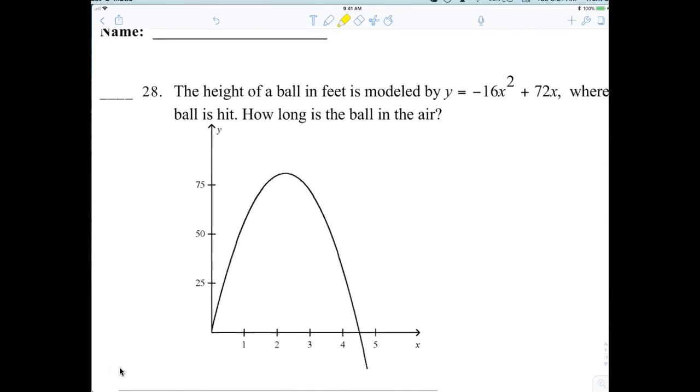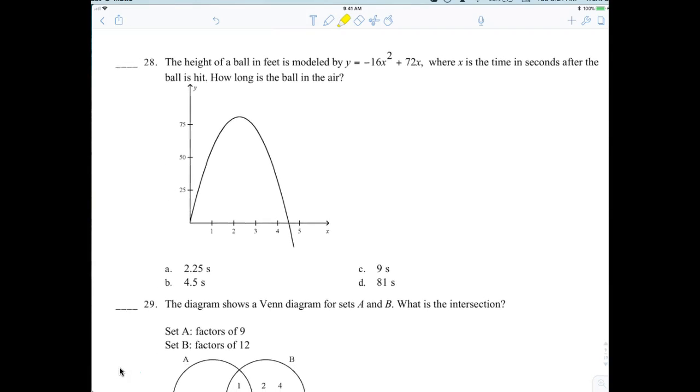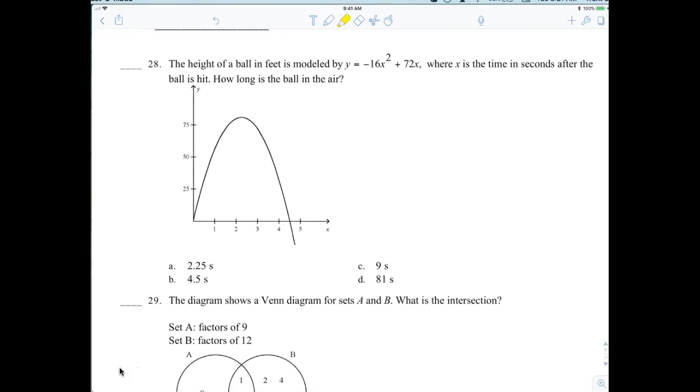Number 28. All right, now listen. This brings us to a really good, really important review question. Quadratics are all over the test, and you need to be pretty familiar, really just with the basics. The height of a ball in feet is modeled by this equation, where x is time in seconds after the ball is hit. How long is the ball in the air?